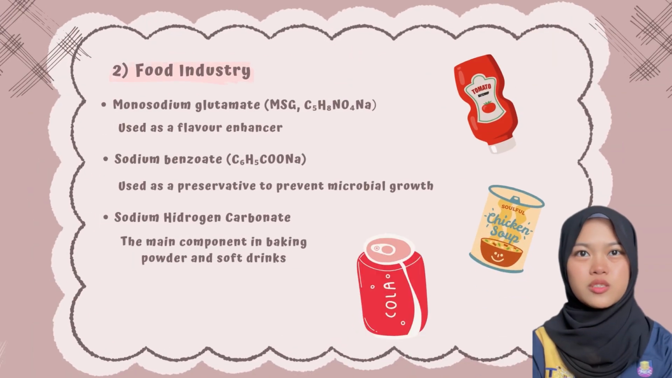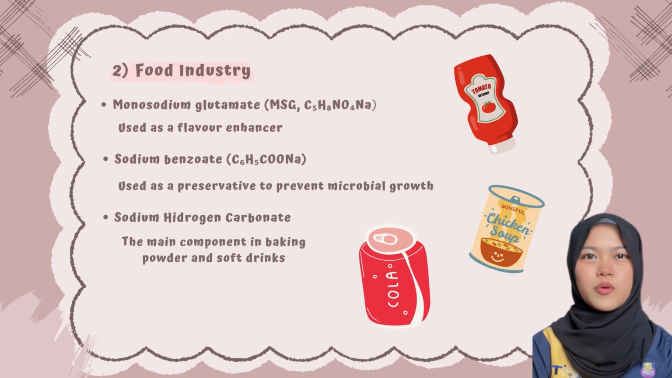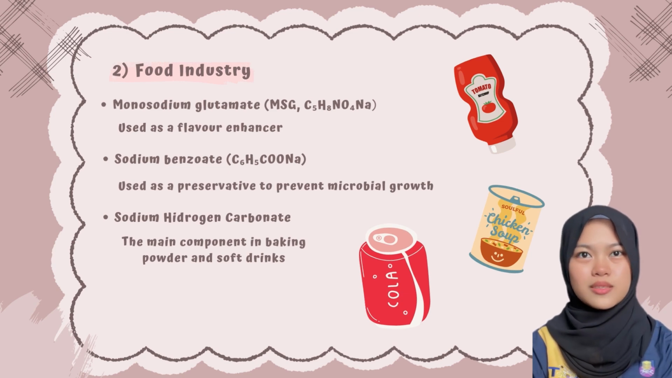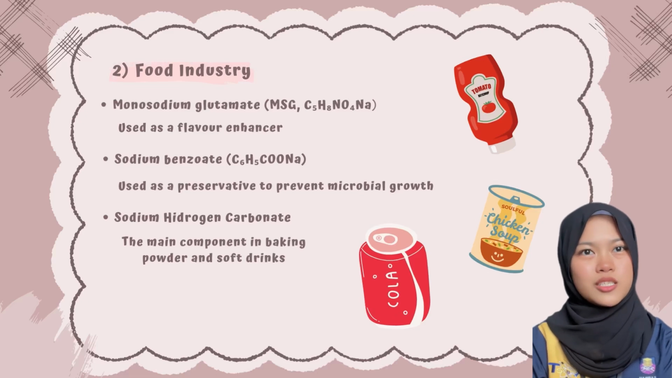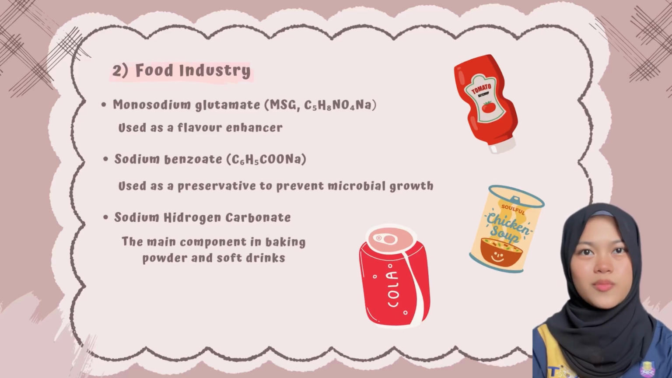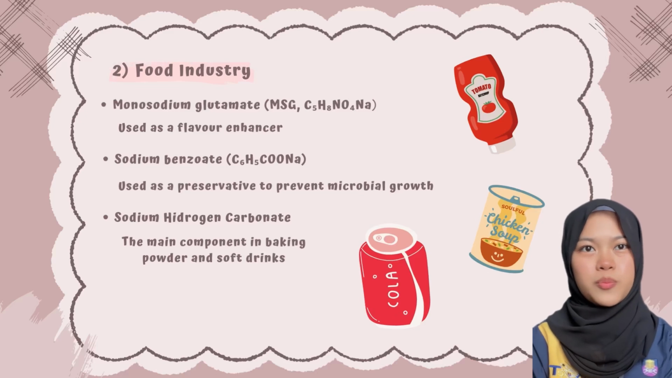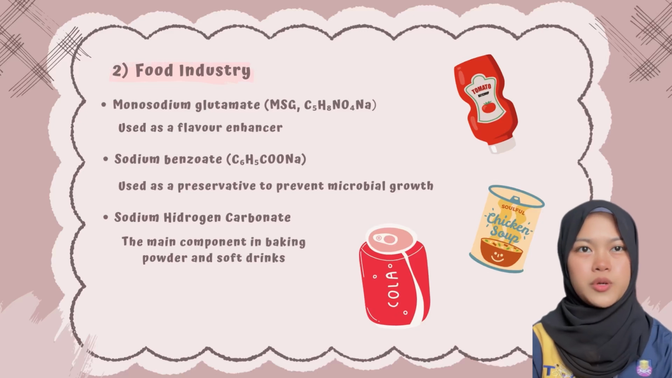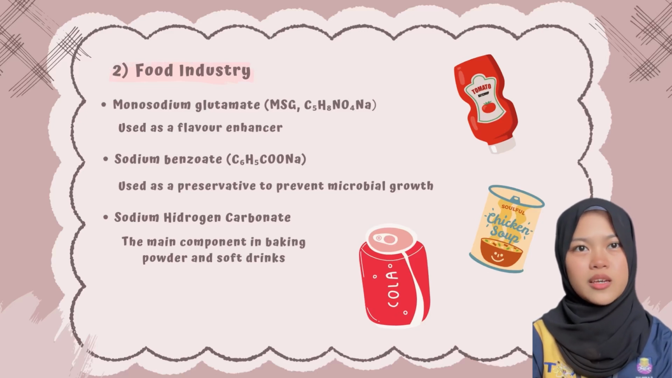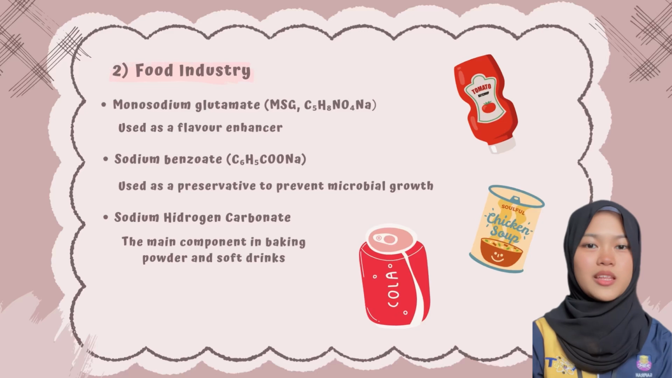Next, we also use salt in the food industry. Number 1, we have monosodium glutamate. We use this to enhance the flavor of our food, and this is also known as MSG. And number 2, sodium benzoate. We use this as a preservative to prevent microbial growth, and this is mainly used in instant and processed food like canned tuna and any instant food.